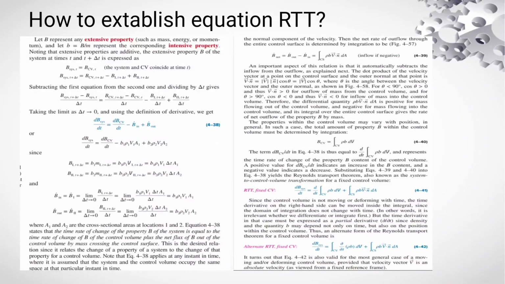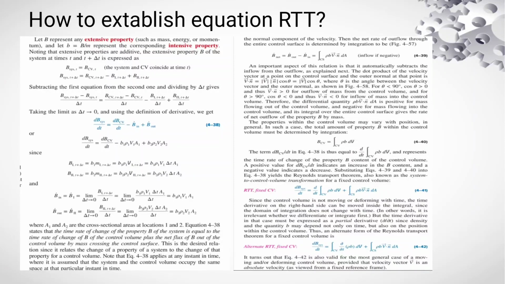Back to the equation: how do we establish the RTT equation? I will simplify. Let B represent any extensive property such as mass, energy, or momentum, and let b equals B over m represent the corresponding intensive property. Extensive properties are additive. The extensive property B of the system at time t and t plus delta t is expressed as B system at t equals B control volume at t.